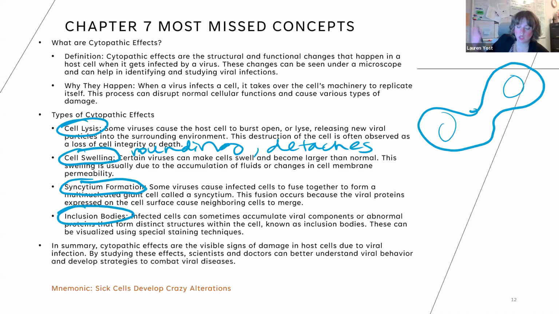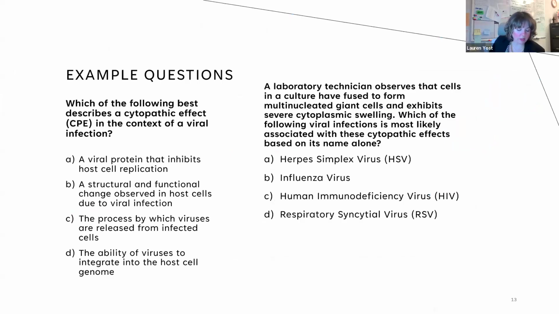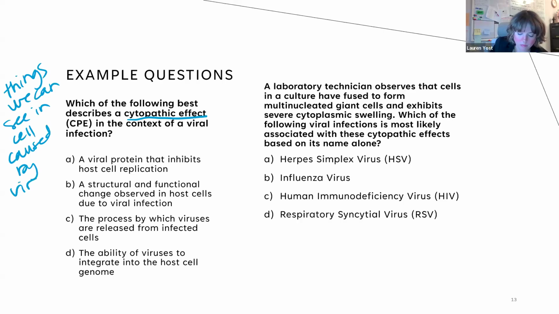So let's get into some questions about our cytopathic effects. Which of the following best describes a cytopathic effect in the context of a viral infection? So before I answer it, I'm just thinking of things that happen to the cell that we can see in microscopes caused from a viral infection. All of that is key. So let's look at our choices.